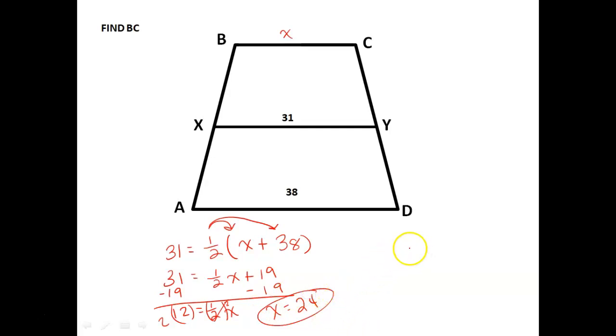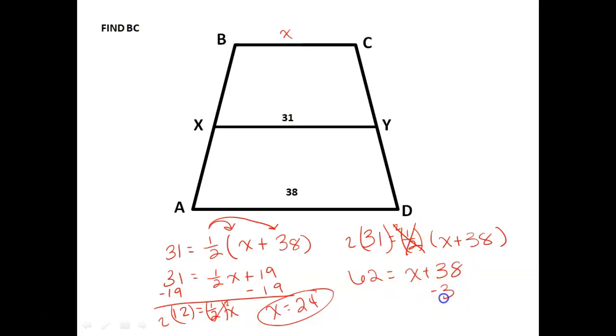So that's one way to do it. Or you would set it up the same way, but go ahead and multiply both sides by 2 to get rid of the fraction. So you'll have 62 equals, see that cancel, X plus 38. You'll get the same answer. Subtract 38 from both sides. X equals 24. So BC is 24.